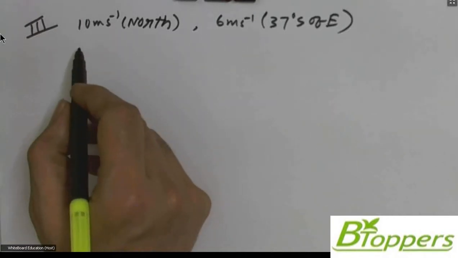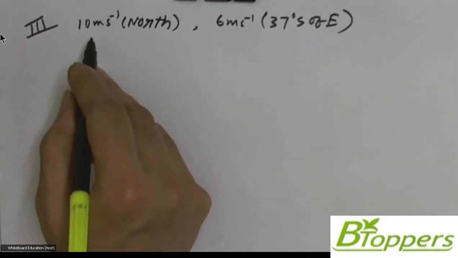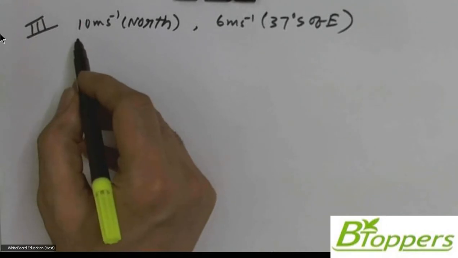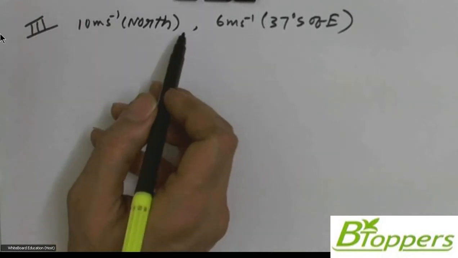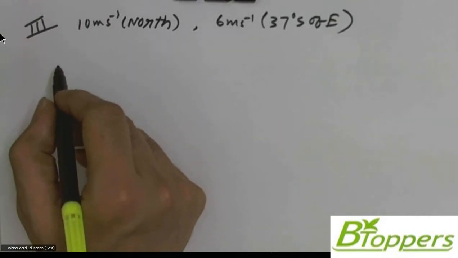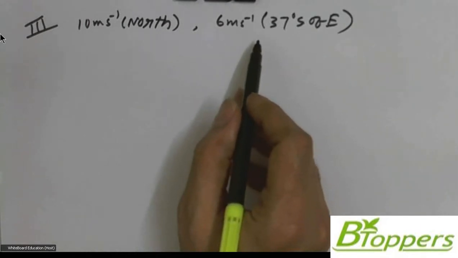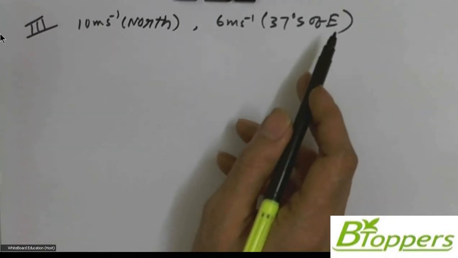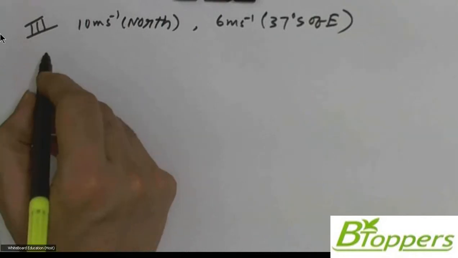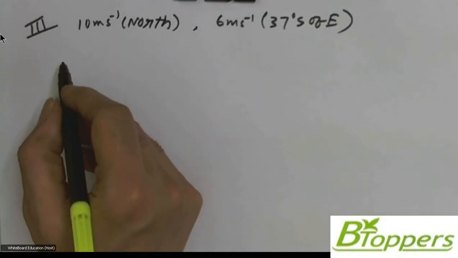Now see, coming to the problem here, I have shown on the screen, problem number 3. You are given the relative velocity of the body A with respect to B as 10 meter per second towards north. And you are given the velocity of second body B as 6 meter per second in the direction 37 degrees south of east. So, we can draw a diagram showing the two given vectors graphically here.